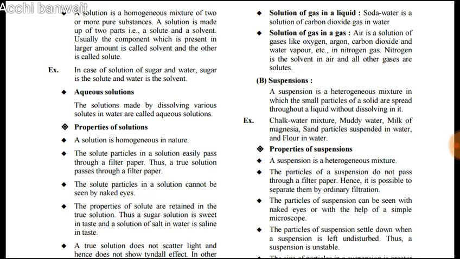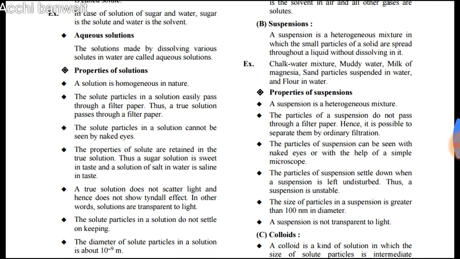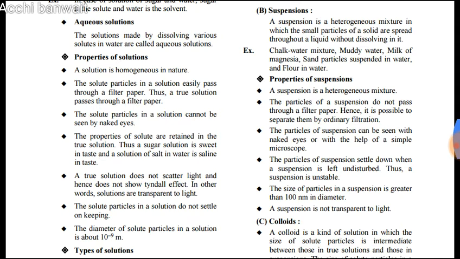So aqueous solutions, a solution made by dissolving various solutes in water, are called aqueous solutions. So properties of solution, that is, a solution is homogeneous in nature. The solute particles in a solution easily pass through a filter paper, thus a true solution passes through a filter paper. Third, the solute particles in a solution cannot be seen by naked eyes, that is, they are microscopic.